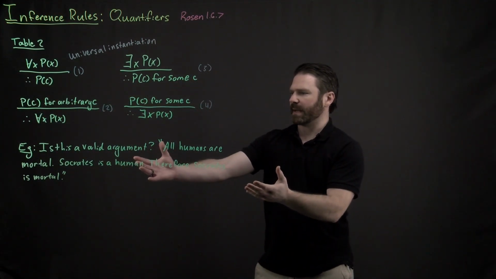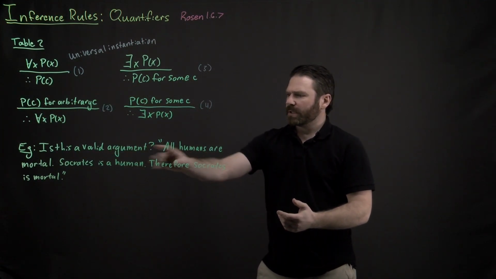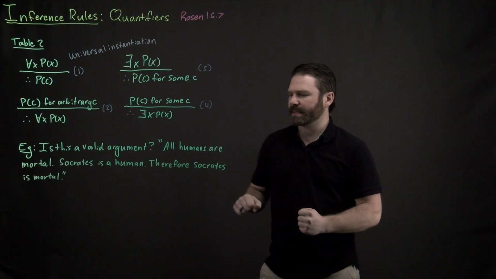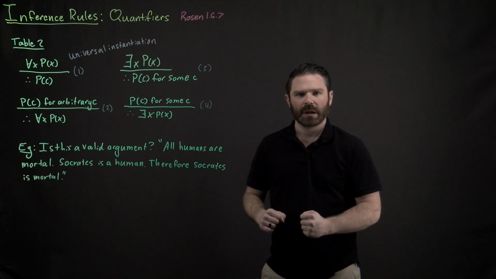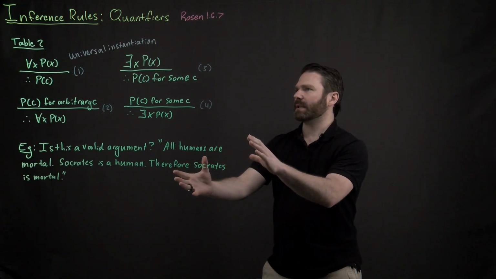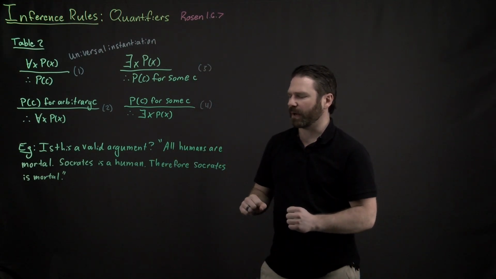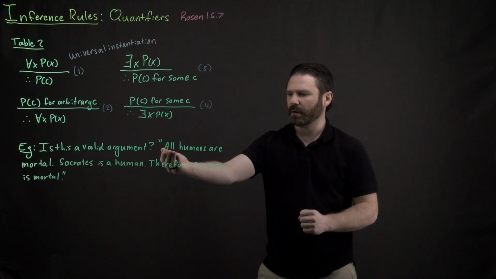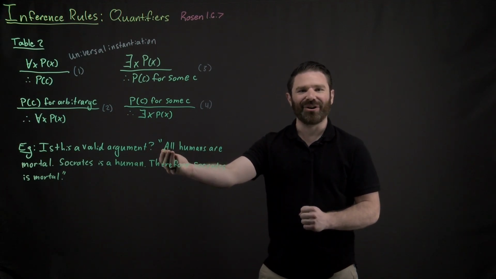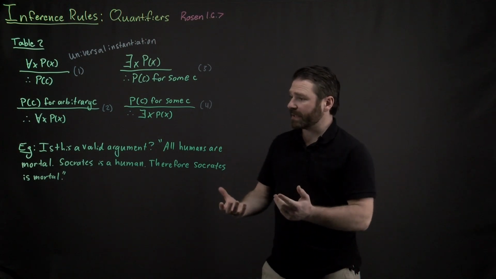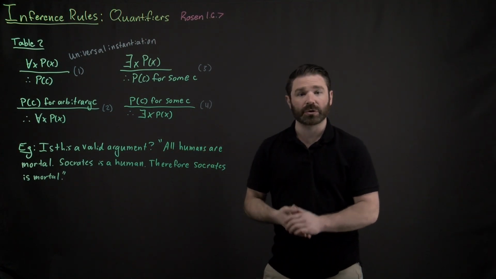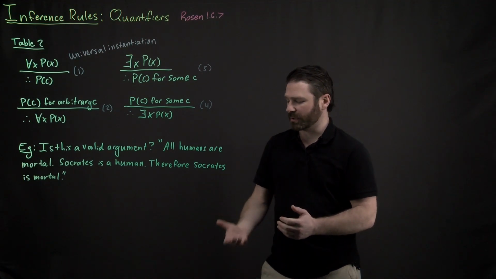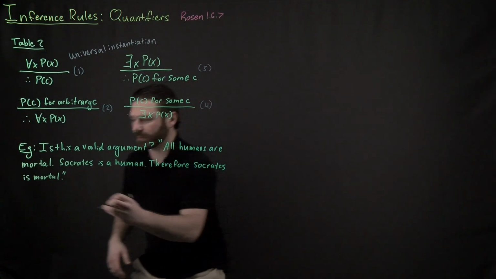So considering this example: all humans are mortal, Socrates is a human, therefore Socrates is mortal. We immediately recognize that we're going to have to use our inference rules with quantifiers because this argument involves a statement that contains an all. So as usual, to verify whether or not this is a valid argument, the first thing that we have to do is translate it into our logical symbols.